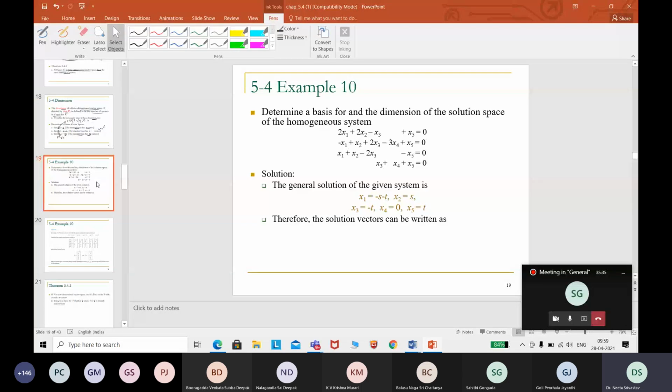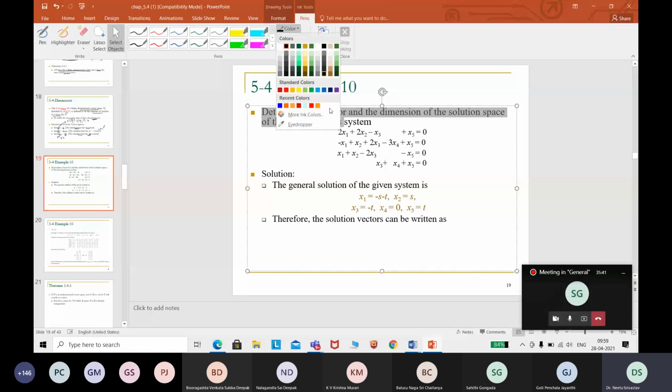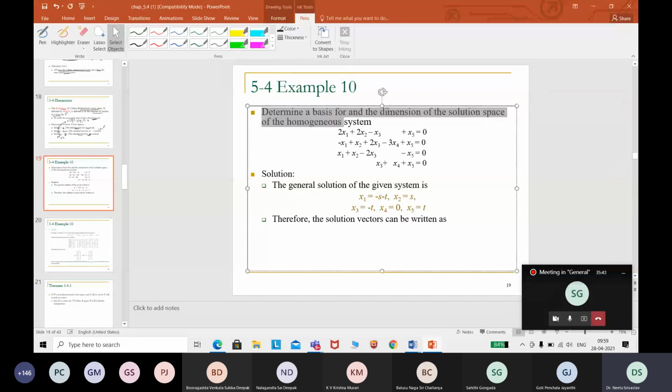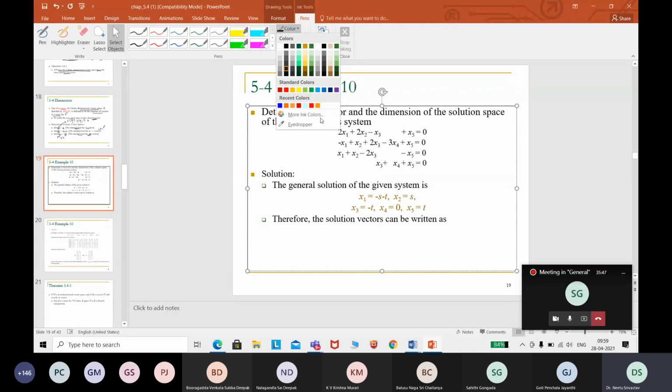Next, we are given a system of equations here. A system of equations is given, and we are asked to find the basis and the dimension. So how can we find the basis and the dimension here?